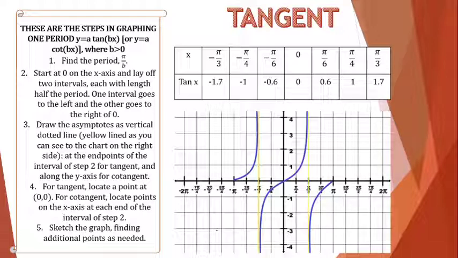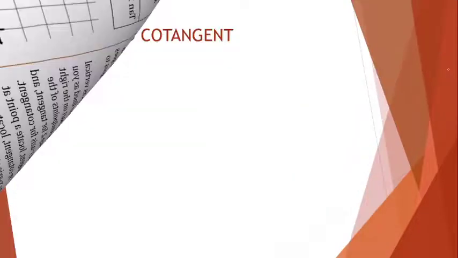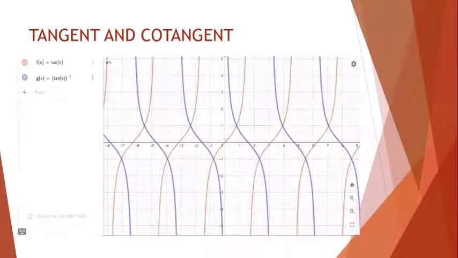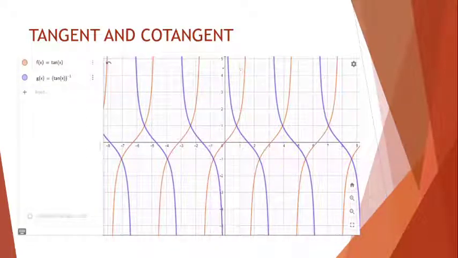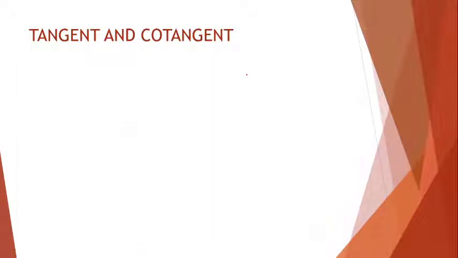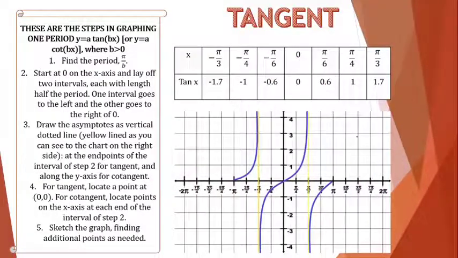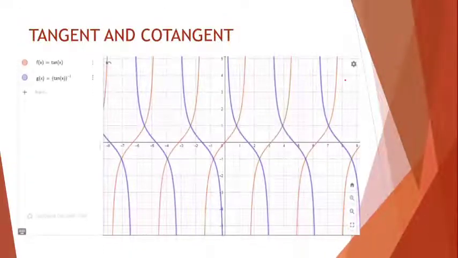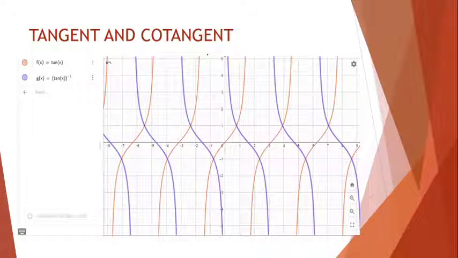Okay, now, tangent and cotangent. Ngayon, kung nakita nyo kanina na ito yon, madali na lang. Cotangent, ito lang din yung ito. Yung naka-blue, kabaliktaran lang. Mirror version of the graph of tangent.